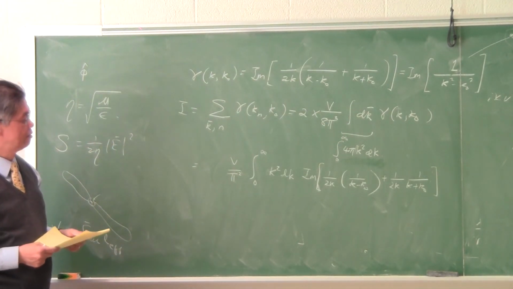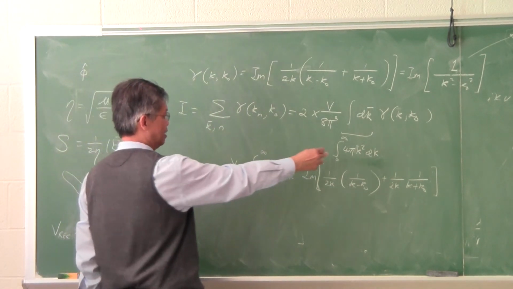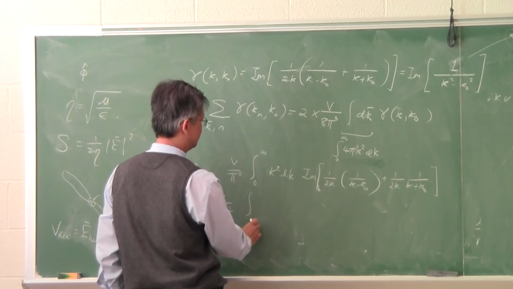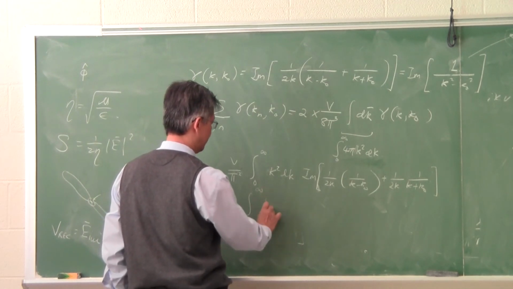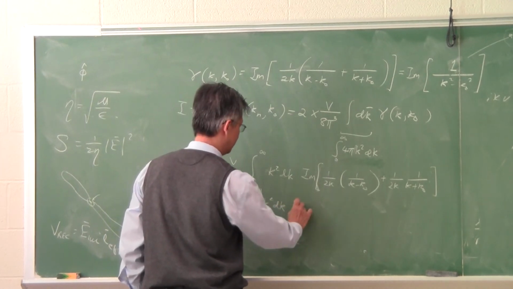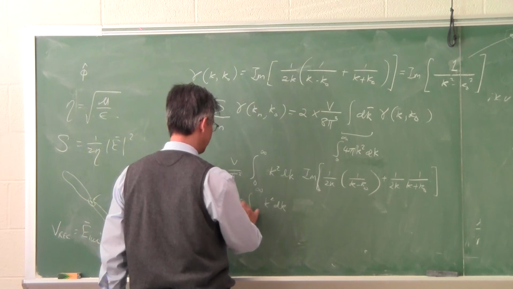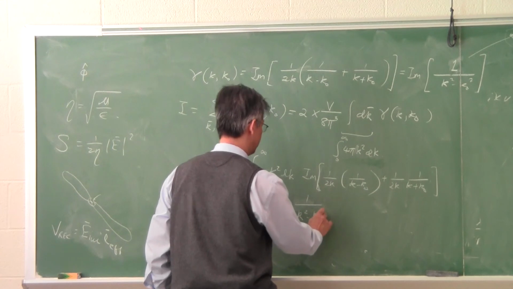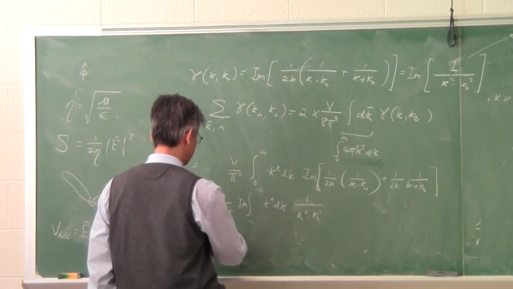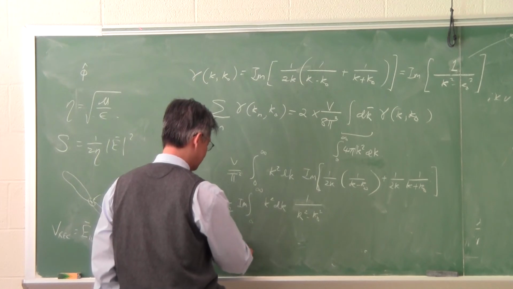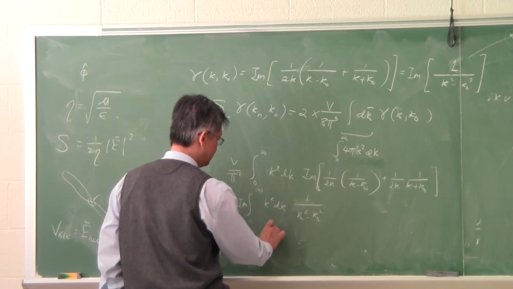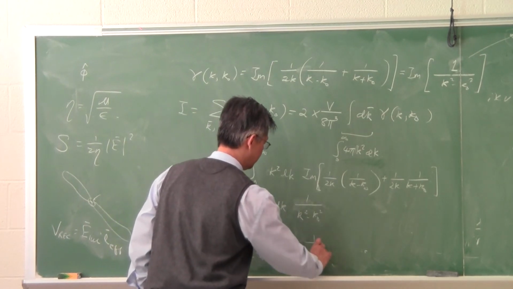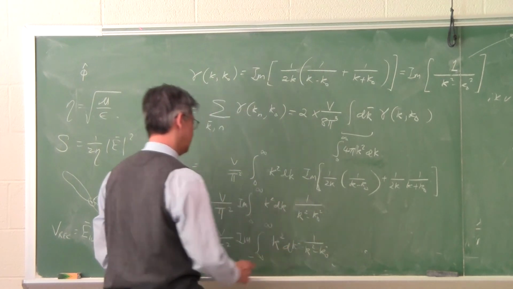So some of you did it directly and said that if I combine the two, this integral can also be written as 0 to infinity k squared dk, imaginary part, or you take the imaginary part outside, which some of you did, 1 over k squared minus k naught squared. And then start to write this as v over pi squared, minus infinity to infinity k squared dk, 1 over k squared minus k naught squared.